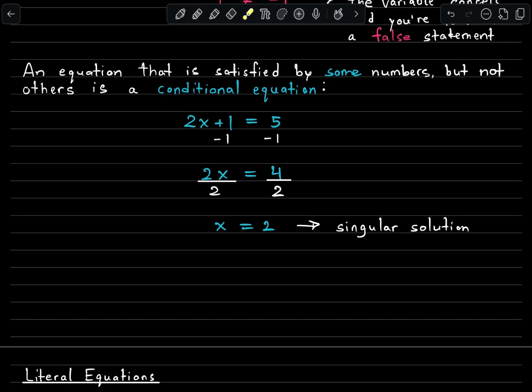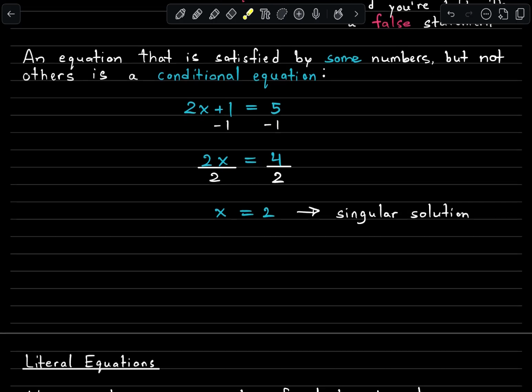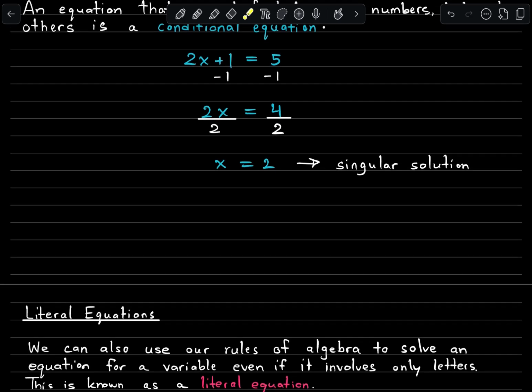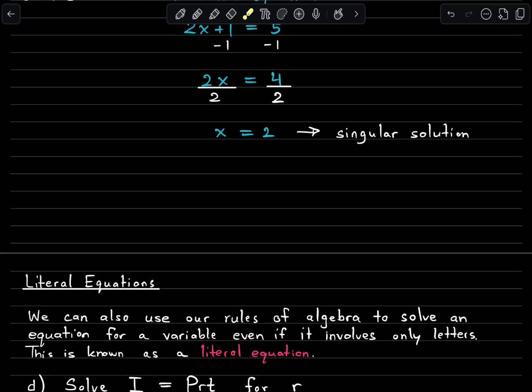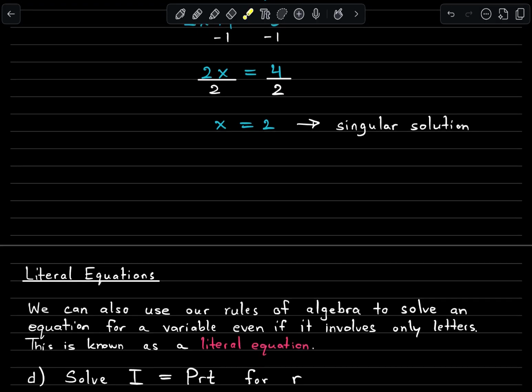And the last thing I want to talk about in this video is literal equations. Okay, so we can use our rules of algebra to solve an equation for a variable, even if it only involves letters. And this is what's known as a literal equation. So let's look at an example. Example D says solve I is equal to P times R times T for R.